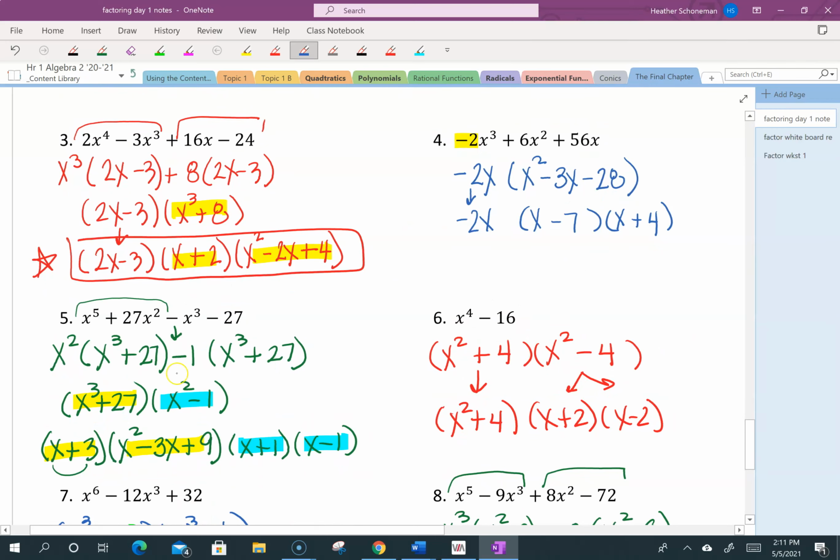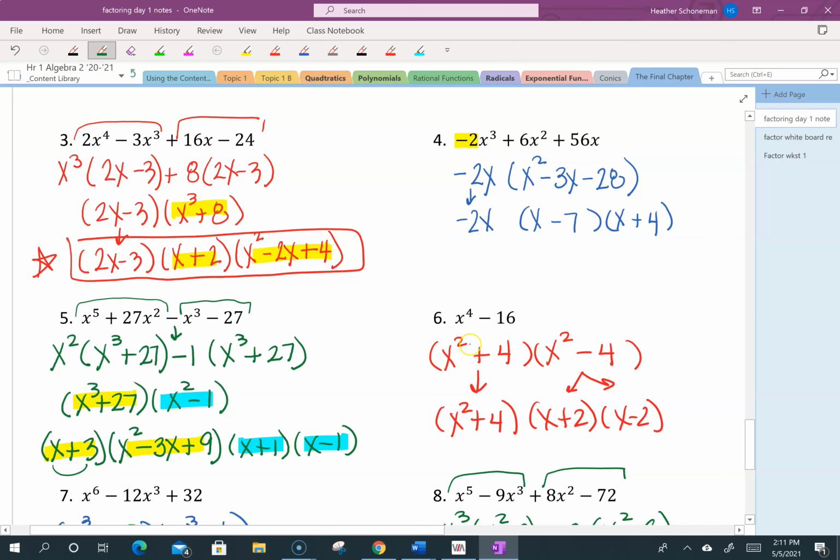On number 5, I factored by grouping. So the first 2 terms I took out the x squared, I'm left with x cubed plus 27. You have to factor something out, and for these second 2 terms there was nothing to take out except a negative 1, so I took out a negative 1, and I got x cubed plus 27. The x cubed plus 27 is a cube pattern, it factored further. X squared minus 1 is a square pattern, and it factored further.